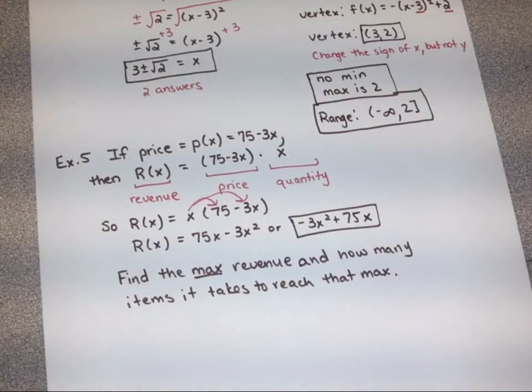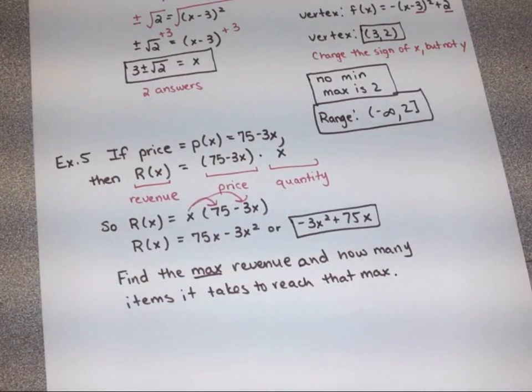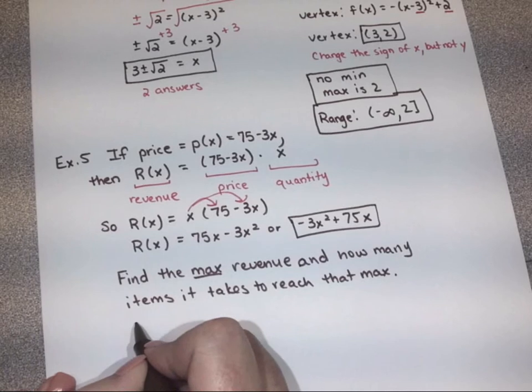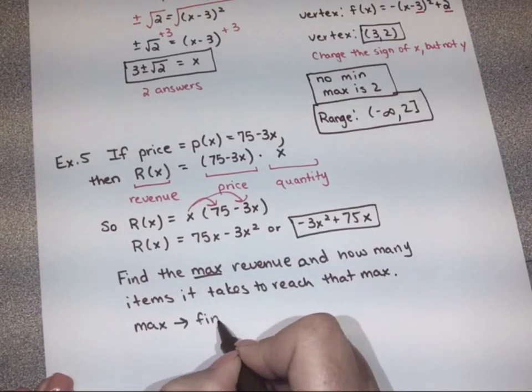So notice we have a quadratic equation. How do we know that? Because it's x squared, okay? And I'm being asked to find the max revenue, right? So we need to remember in the previous examples, what did the max always have a whole lot to do with? Like how did we find the max to begin with? We always looked at what piece? The vertex, right? So when you are asked to find the max, it's telling you to find the vertex.